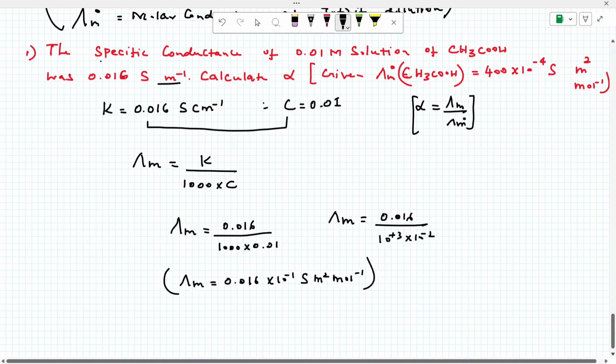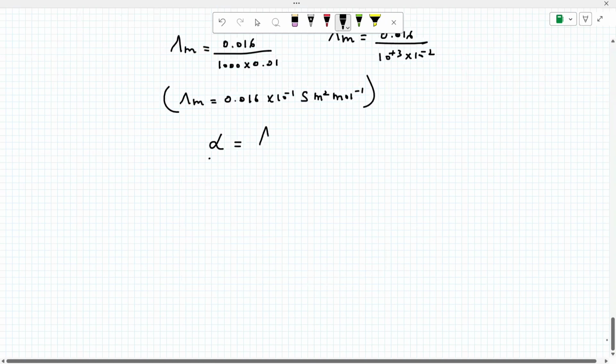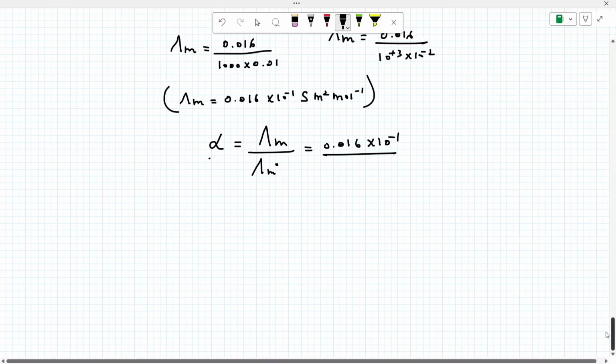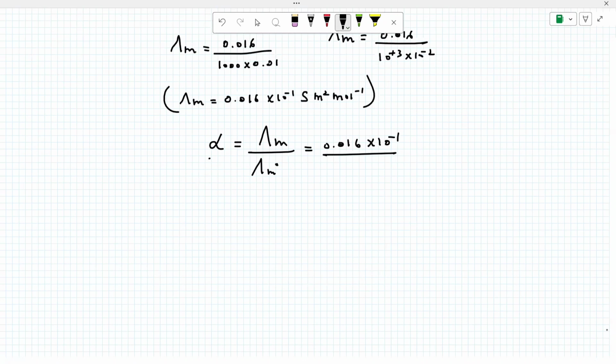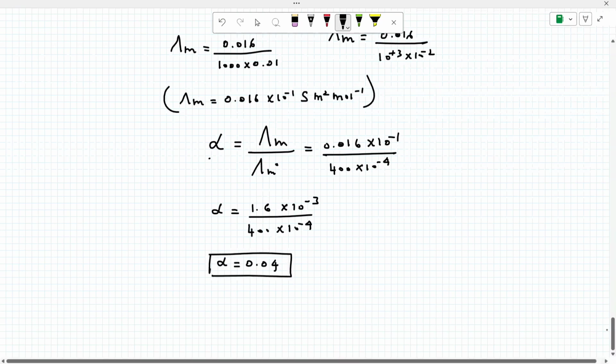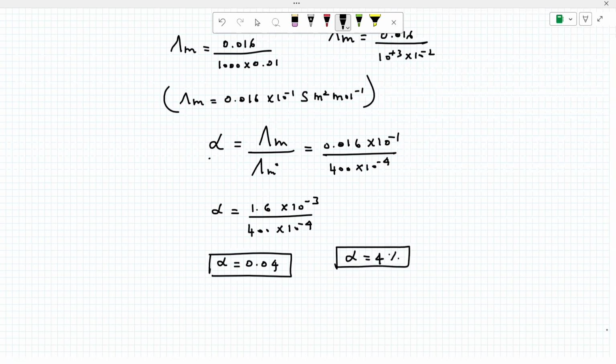This is the unit. Now see the formula. Therefore, alpha is equal to lambda m by lambda m naught. Lambda m is 0.016 into 10 power minus 1, divided by lambda m naught value, which is 400 into 10 power minus 4. Now what is the answer? This is 1.6 into 10 power minus 3 divided by 400 into 10 power minus 4. Now alpha is equal to 0.04, that is 4%. It is actually a CSR question, please note.